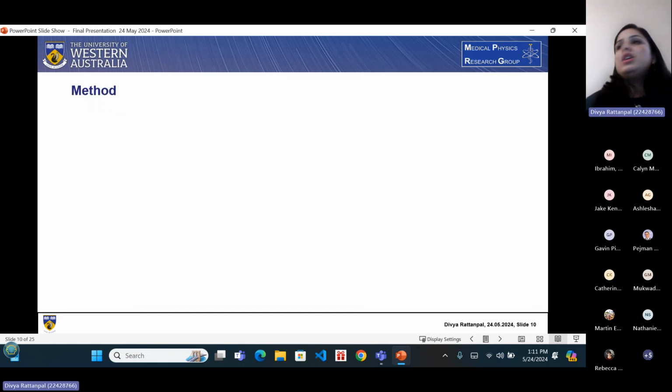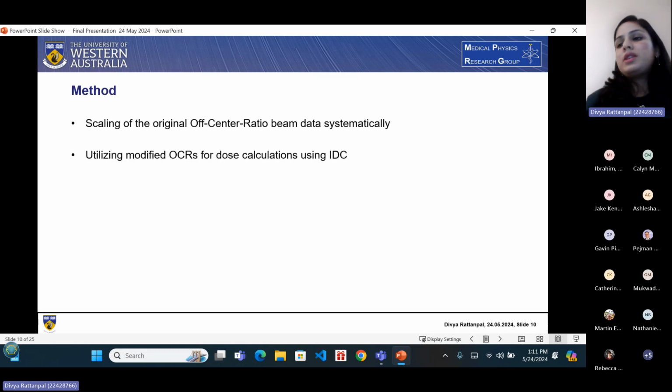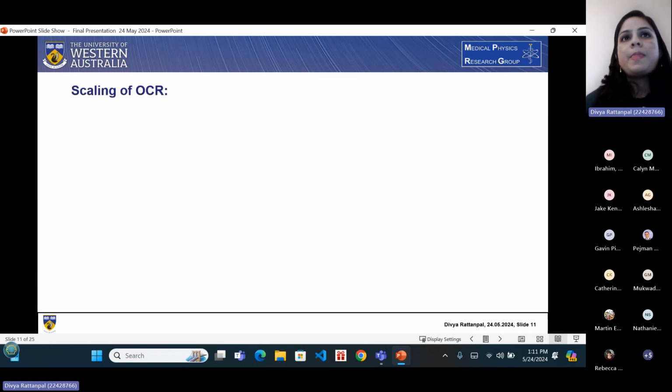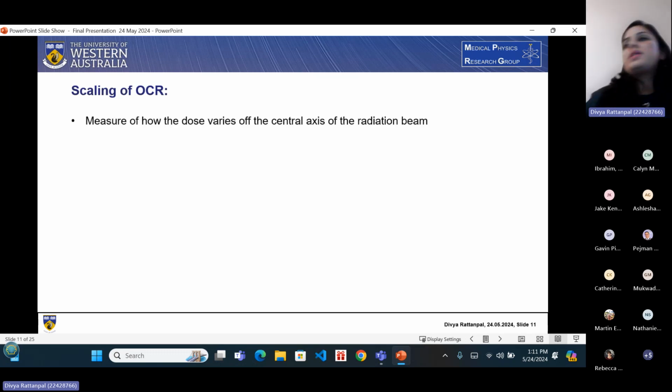So the method. The first step is to scale the original off-center ratio beam data systematically, and then utilize that modified off-center ratio data for dose calculation using independent dose calculation. So in the first step, I did the scaling of the off-center ratio data. Off-center ratio data is a parameter that defines how the dose varies off the central axis of the radiation beam.